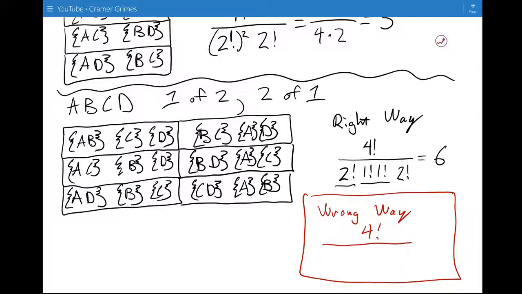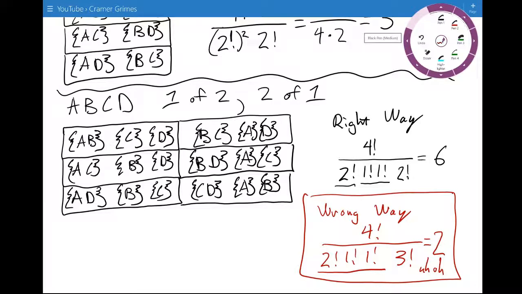So maybe the wrong way would be this: this is an unordered partition. I'm not necessarily making a distinction between my 3 groups. So it'd have the 2 factorial, the 1 factorial, then the 1 factorial. And then maybe now I would be thinking, hey, I have 3 groups that I'm not distinguishing between, so I'll divide by 3 factorial. However, if I did that, that would give me 2. Uh-oh. I came up with a total of 6 ways, not 2 ways to make this partition.